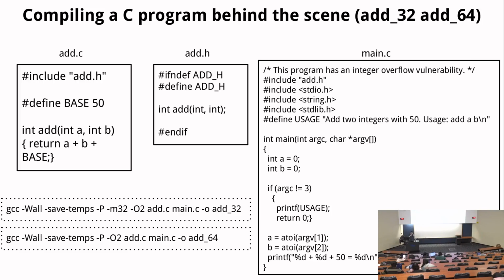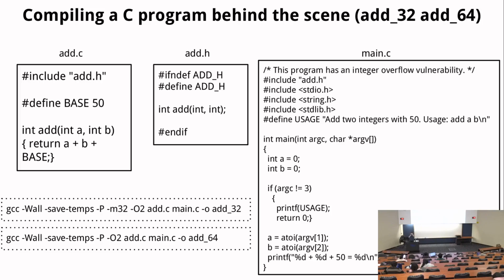So here we have three files. Two of them are .c files, and one of them is .h. The main .c file is very simple. We have a simple C program here. In the main function, we have two local variables, A and B.